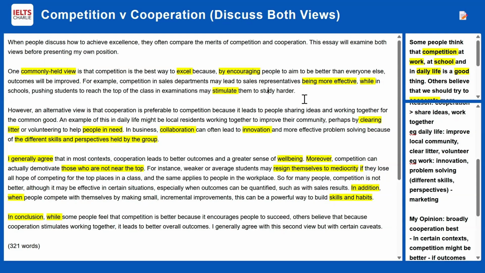So that's an example of a high-scoring IELTS essay in response to a discuss both views question. So I hope you found that useful.